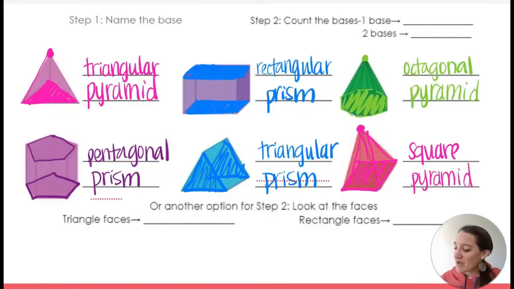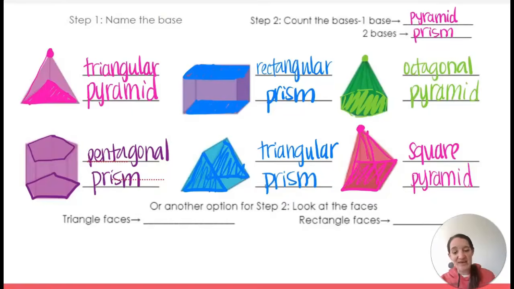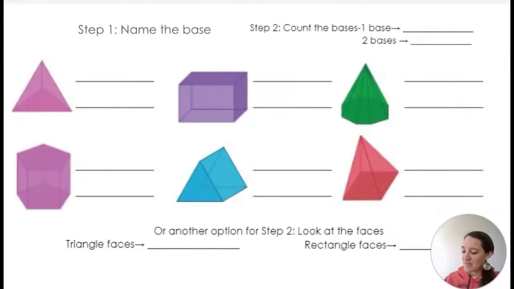So remember, if it's one base, it is a pyramid. Write that down so you can remember it. If you see 2 bases, you call it a prism. That's one way you could do it. Another way to get the last name is to notice the faces. Here's what I mean by that. These faces are all triangles. So if they're triangular faces, it's a pyramid.